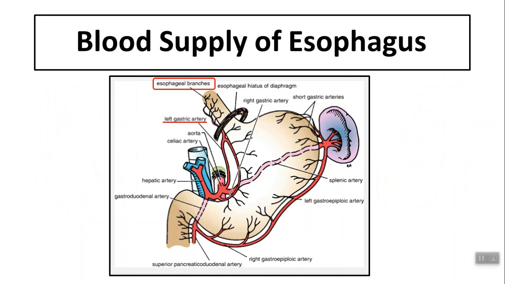What is the blood supply of the esophagus? It is from esophageal branches of the left gastric artery. This is the left gastric artery, which is a branch from the celiac trunk and gives small branches that are called esophageal branches. Esophageal branches supply the lower part of the esophagus, or the abdominal portion of the esophagus.